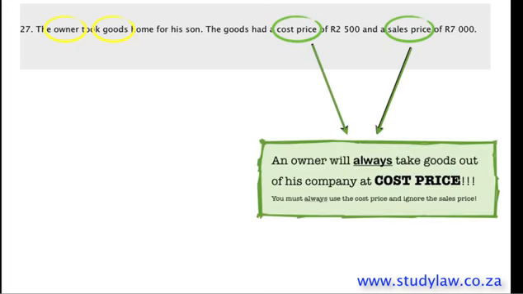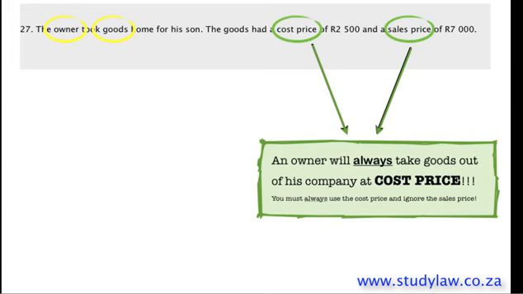An owner of a company will always take goods out of his company at cost price. Remember in an exam to always use cost price and ignore the sales price. It's there to trick you. Let's go back and look at our keywords.